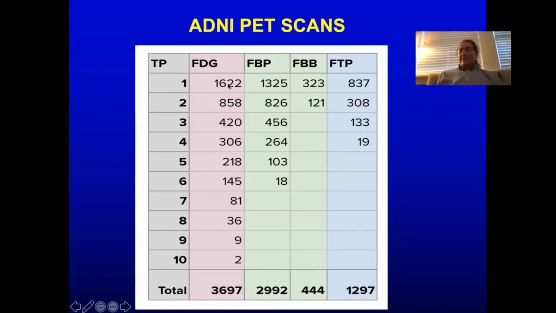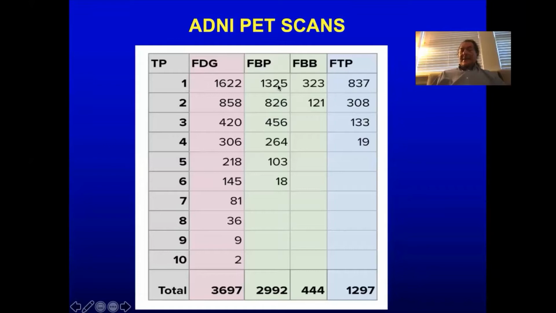There's 1,622 baseline scans, and you can see large numbers of longitudinal scans. Now, we have more than 145 scans out 6 years. So if you're interested in doing longitudinal FDG PET, there's a huge repository here. More than 3,600 PET scans just alone.